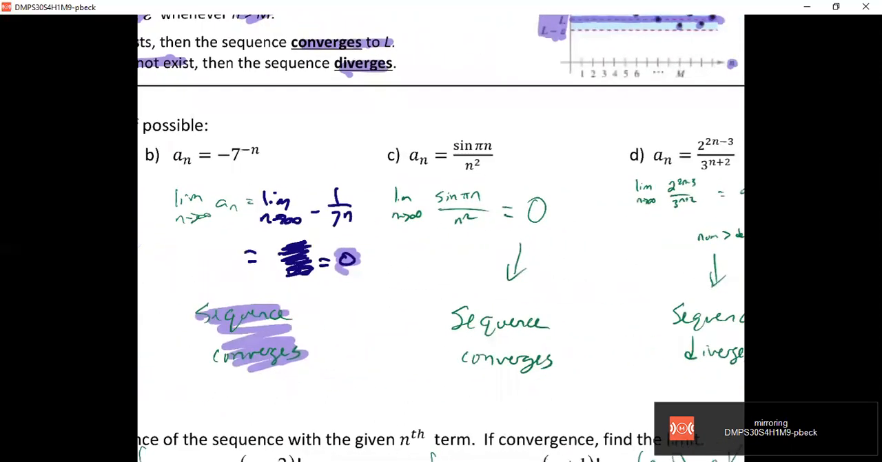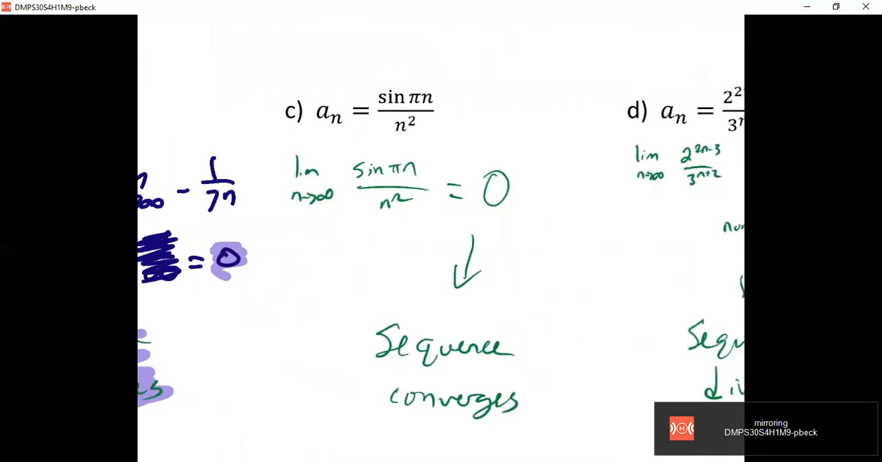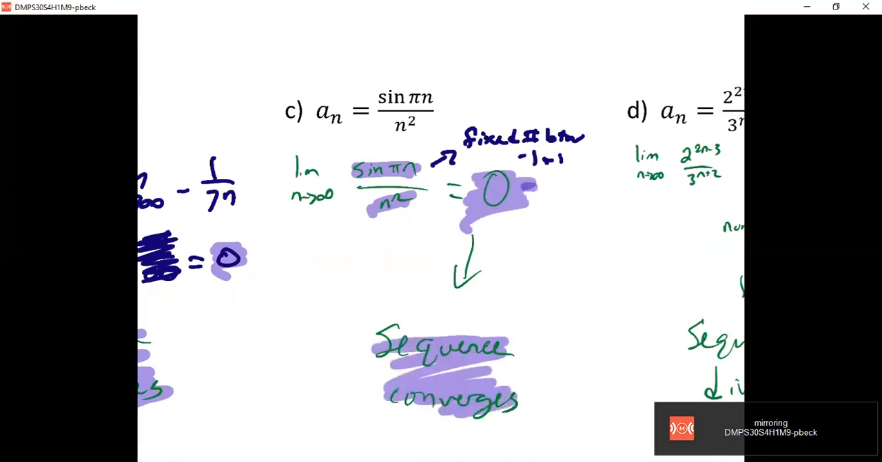The third one, the limit as n approaches infinity of the sine of pi times n over n squared. In a situation like this, the sine function is not going to grow in any way bigger than 1 or smaller than -1. So what's happening here is this is a fixed number between -1 and 1. Because that's a fixed number over an infinitely large number, our overall limit is 0. So our sequence is going to converge.